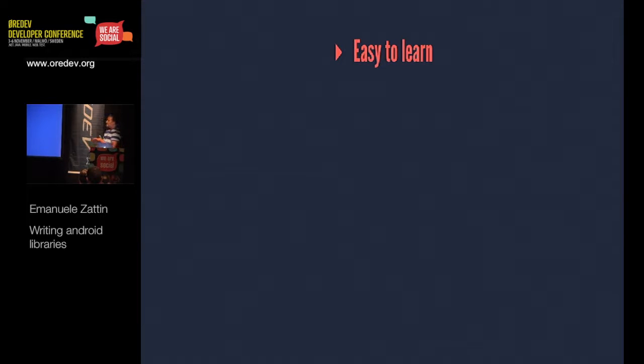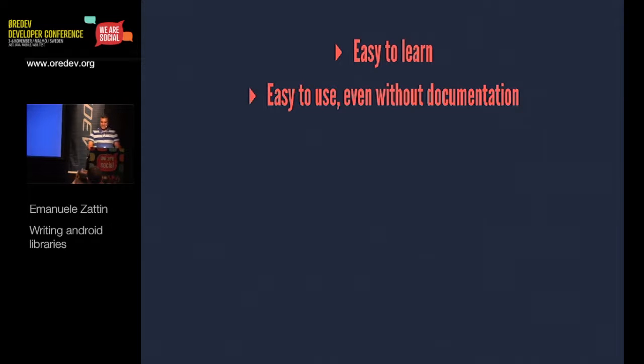So an API needs to be easy to learn, which is, I mean, it's pretty natural. It has to be easy to use, even without documentation. That means that your method names need to make sense, your class names, your argument names, they all have to make sense. They have to be consistent, and they don't have to deceive your user in any way.